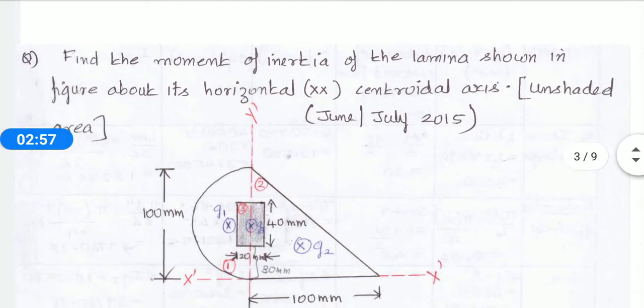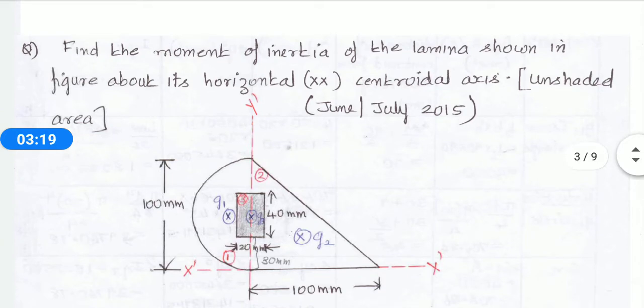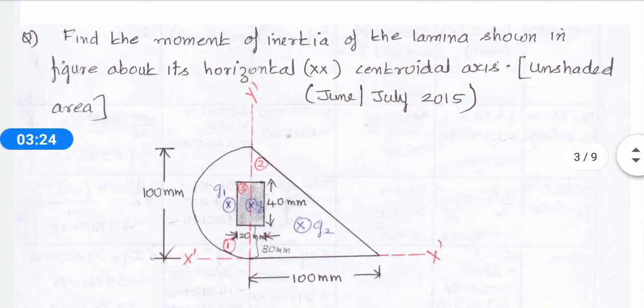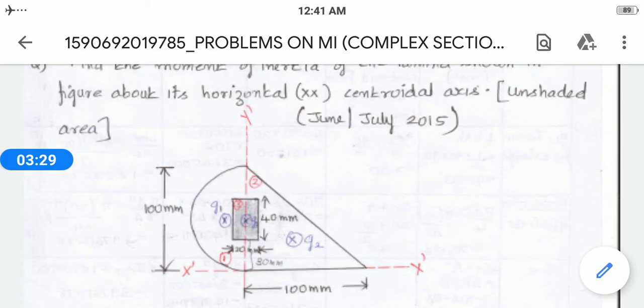Now I am just considering one simple problem for you. Find the moment of inertia of the lamina shown in the figure about its horizontal axis xx, that is the centroidal axis. No need to show whether it is a shaded area or unshaded area, but this is the question which was asked in 2015. So just consider this is your lamina and they have asked us to find the moment of inertia about its horizontal axis. What is our ultimate aim? Our ultimate aim is to find the Ixx value.